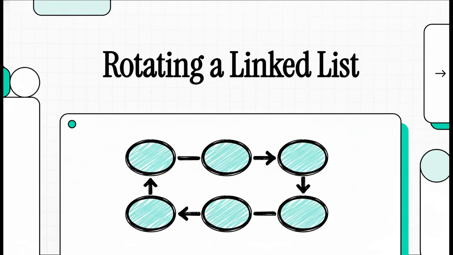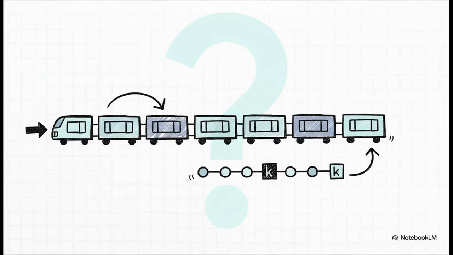Welcome to the Explainer. Today, we're going to tackle a classic coding interview question. It's one of those problems that looks really tricky at first, but the solution is actually beautifully simple. We're going to rotate a linked list. Okay, let's dive right in.